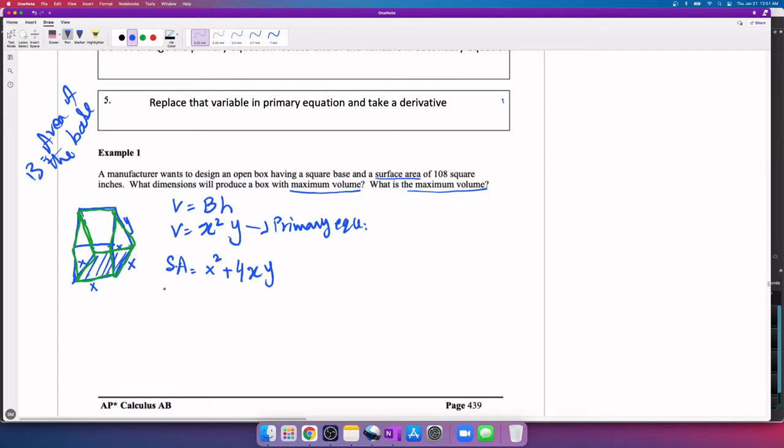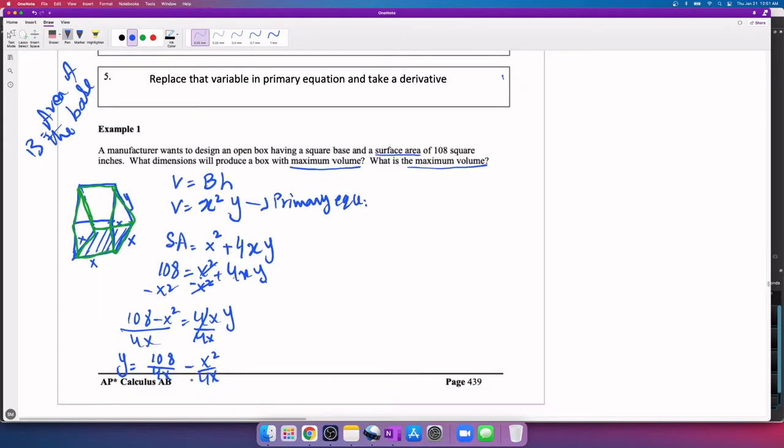So surface area, we already know it's 108. So 108 equals x squared plus 4xy. Isolate the y: get rid of the x squared, get rid of 4, get rid of x. Let's get rid of x squared first, so subtract x squared, opposite operation. I'm getting 108 minus x squared equals 4xy. Get rid of 4x. I'm dividing 4x on both sides. So I'm left with y equals 108 divided by 4x minus x squared over 4x. Why am I splitting the fraction? Because I want to simplify it.